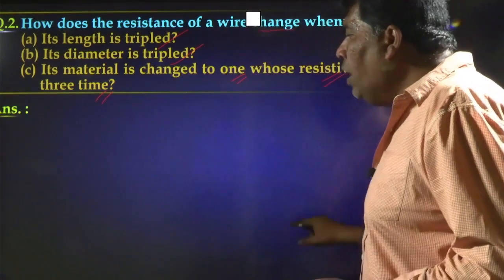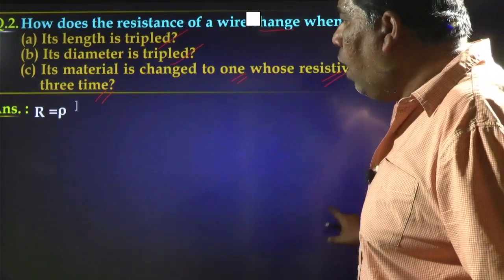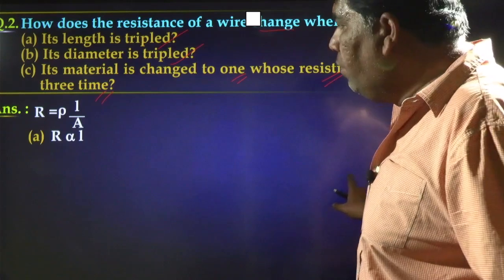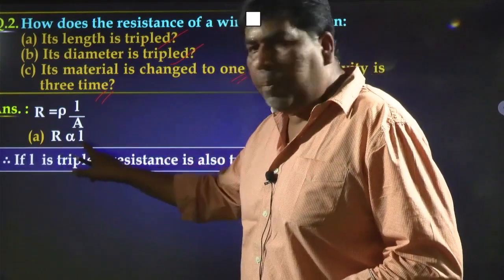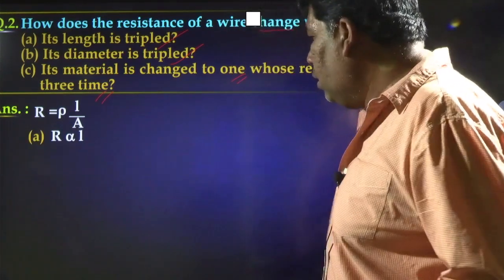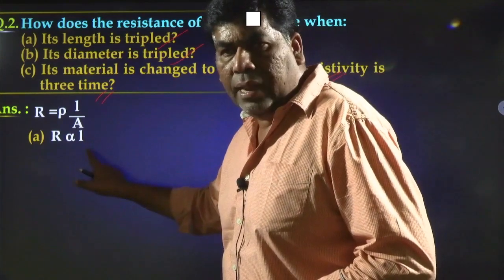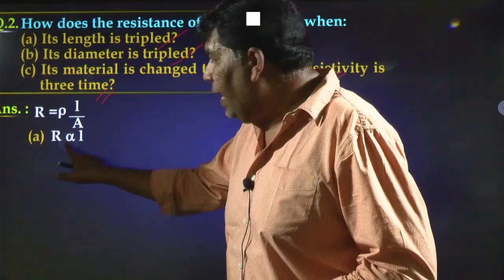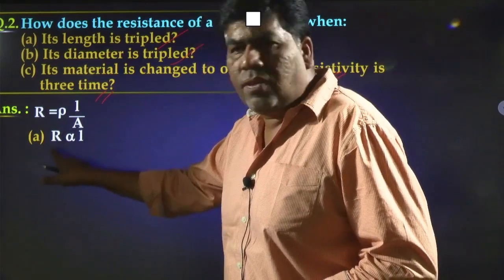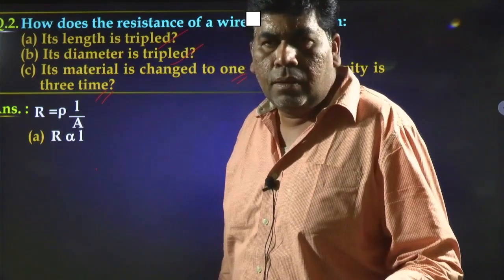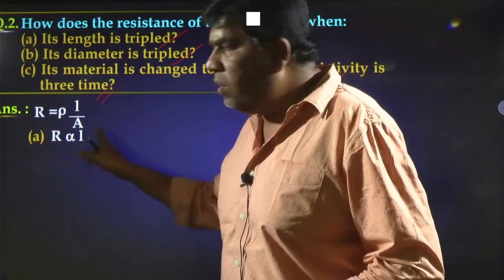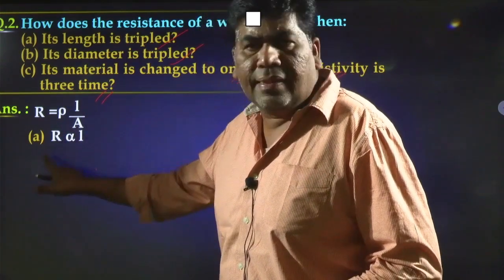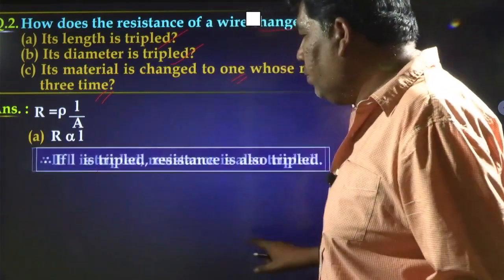So from the formula, children, what we have learned, R equal to rho L by A. Rho L by A, which means R is directly proportional to L. Means if the length increases 3 times, because it is directly proportional, resistance also will increase 3 times. So directly based upon the formula, we can tell that if length is tripled, resistance also will get tripled.